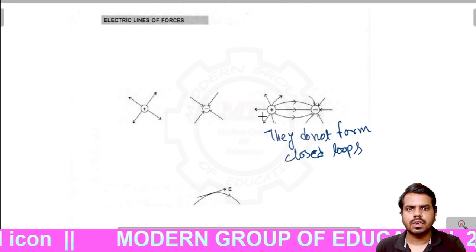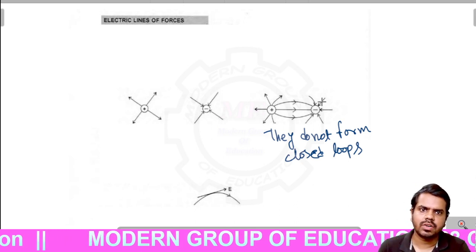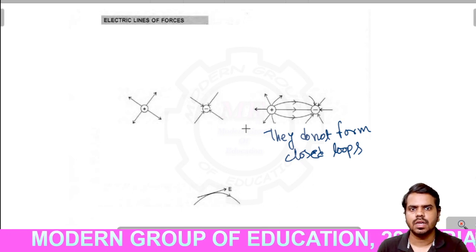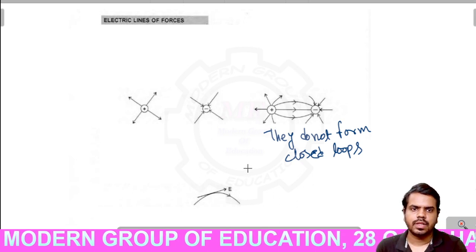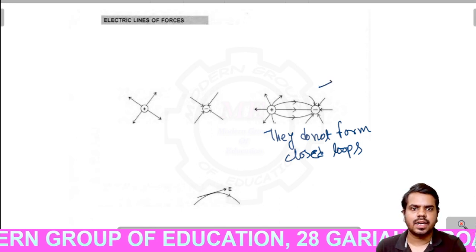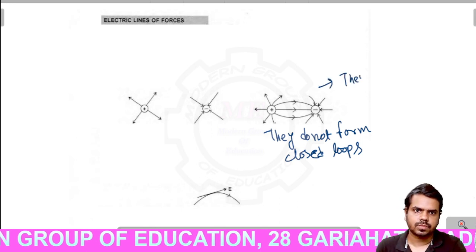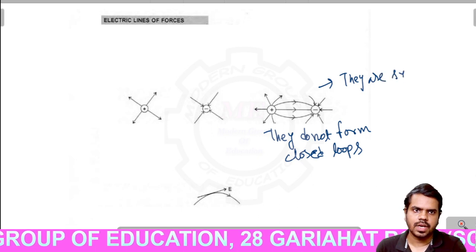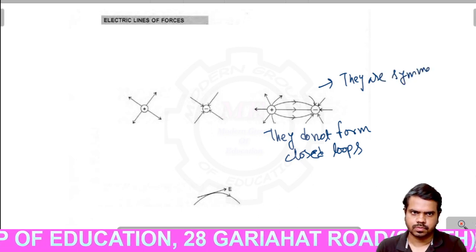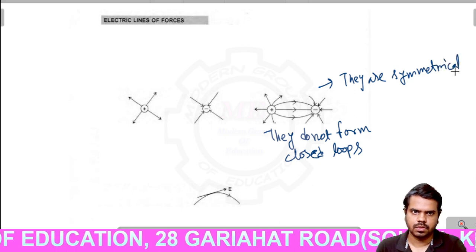That means it emerges out from positive charge and gets into negative charge, but does not emerge out from positive charge and get into positive charge again. They do not form closed loops, sorry, and they are also symmetrical in nature. You can see that they are symmetrical about this axis.